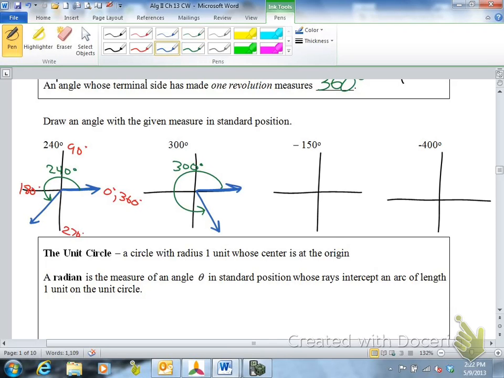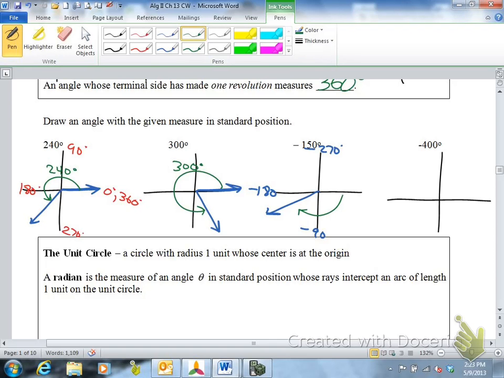And negative 150. Negative 150 is going to be clockwise. If you're going clockwise, down here is negative 90, negative 180, and negative 270 at the top. So that would be in this quadrant. We show it's negative by going clockwise. So that would be a negative angle.